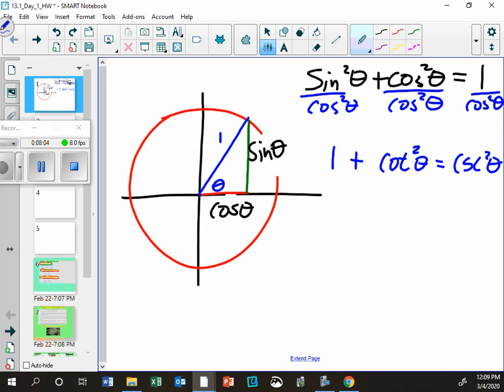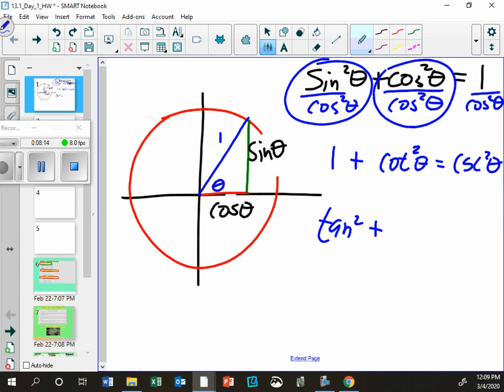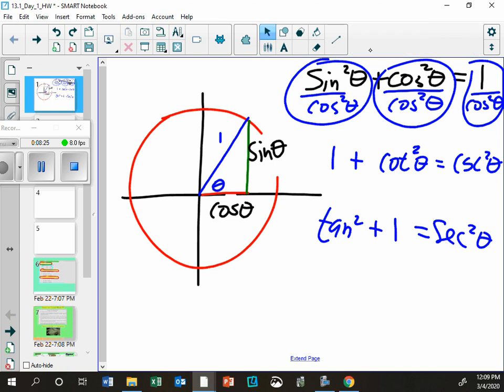What is sine over cosine? Tangent squared. Notice they're both squared so that I get a tangent squared. Plus, what's cosine over cosine? 1 is equal to 1 over cosine squared, which is what? Secant squared. Those three are called the Pythagoreans. Why? Because they all come back to a squared plus b squared equals c squared, which is the Pythagorean theorem.